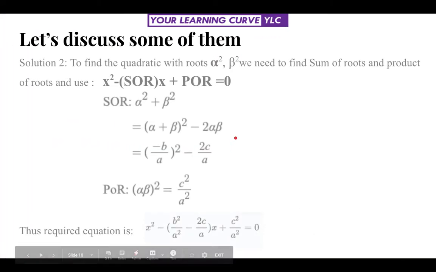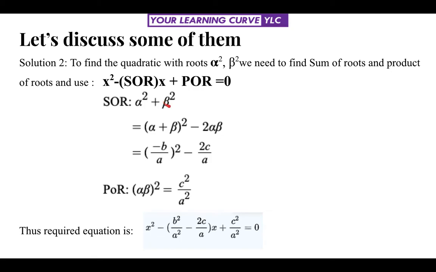So let me go to the solutions again. Alpha square plus beta square, we can write this as alpha plus beta whole square minus 2 alpha beta. This is purely manipulation. You have to manipulate to convert it into alpha plus beta and alpha beta, because we know the value of alpha plus beta, we know the value of alpha beta. If we expand this, we get alpha square plus beta square plus 2 alpha beta. This 2 alpha beta gets cancelled with this one. So in other words, this is nothing but the same thing.